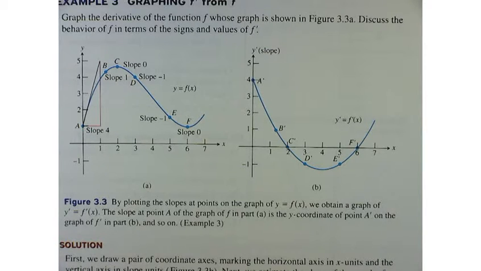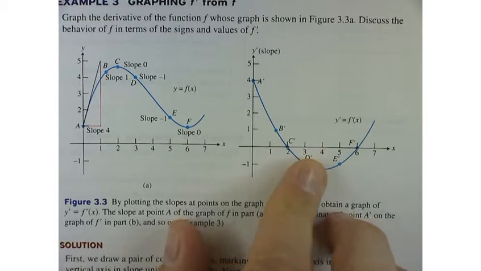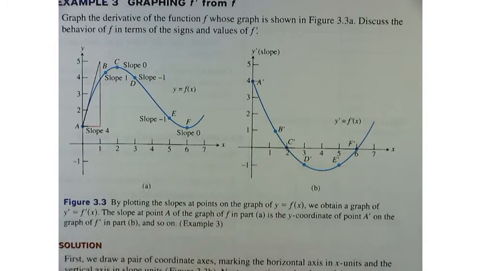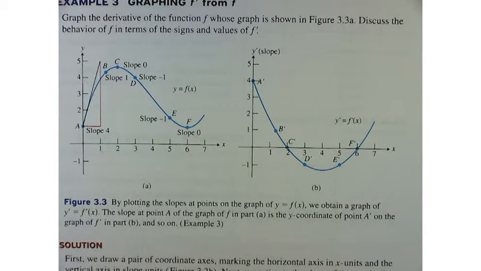We have the graph. We're told to graph the derivative of the function f, whose graph is, this is the graph of f prime. And we've got to think in terms of the behavior. So here's what's going on. This is a little bit challenging, but after a while you get used to it.